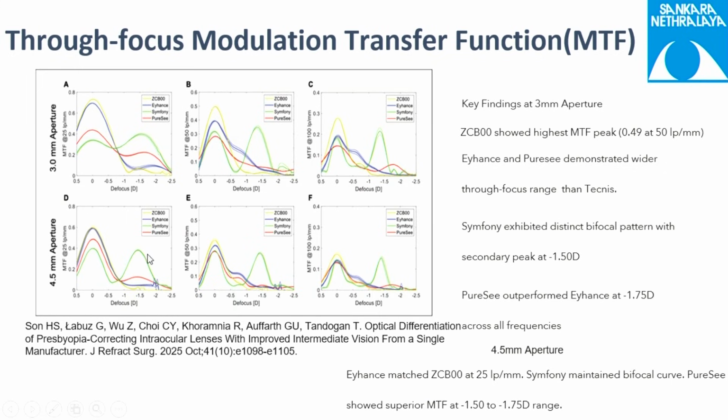But what is standing out is that Symphony continues to give good intermediate vision despite the pupillary dilatation. And these two lenses, the Pure C and the Eyehance, just don't add any value. So if you're putting an Eyehance in a dilated pupil thinking that it's going to give some added advantage of reading, no, it's not going to work.